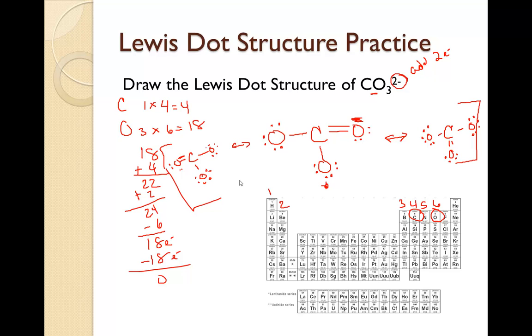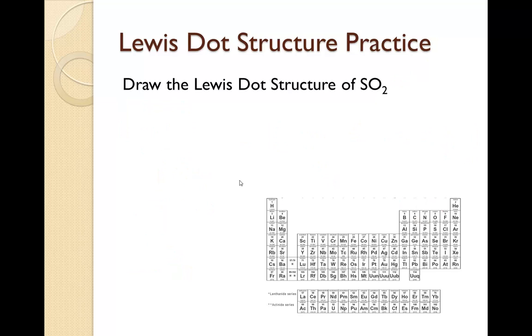We're going to have one more example. So, SO2, sulfur dioxide. We have S and O. They're here and here. They're in the same row actually. 6 valence electrons each. So 1 times 6 is 6. 2 times 6 is 12. So we have a total of 18 electrons.